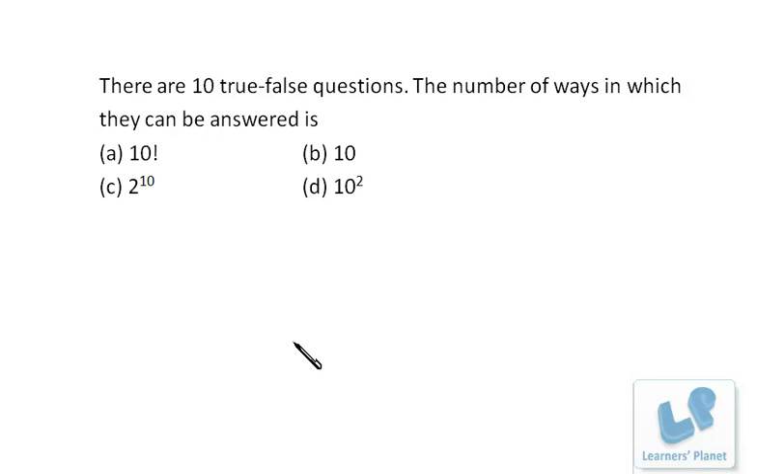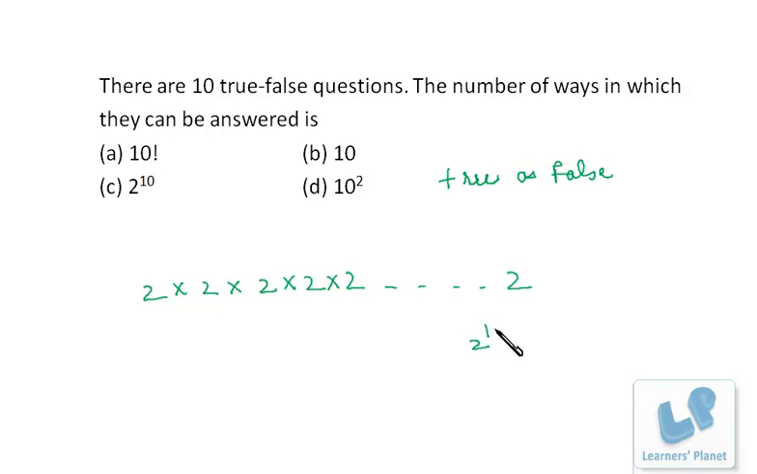Now, similarly, there are 10 true false questions. The number of ways in which they can be answered is? We have 10 questions, and for every question we have 2 choices, true or false. Suppose I pick up question number 1. I have 2 choices, whether I will mark true or false. Then I pick up the second question, and I have a further 2 choices, true or false. Then for the third, the fourth, the fifth, till the 10th. So 2 raised to 10.